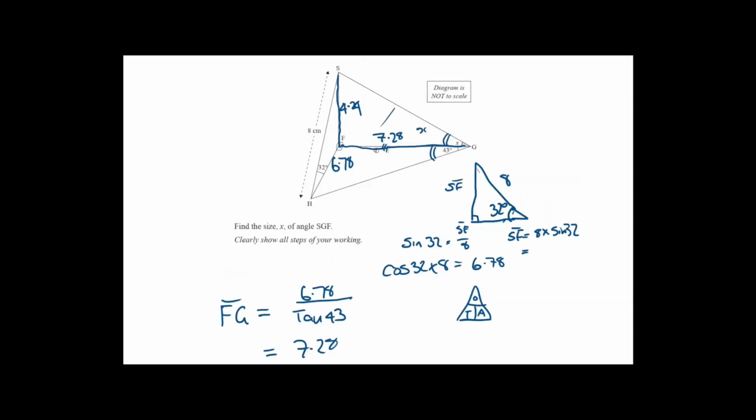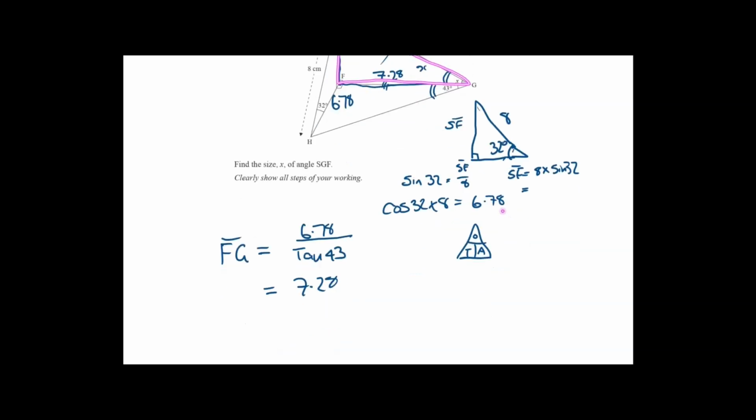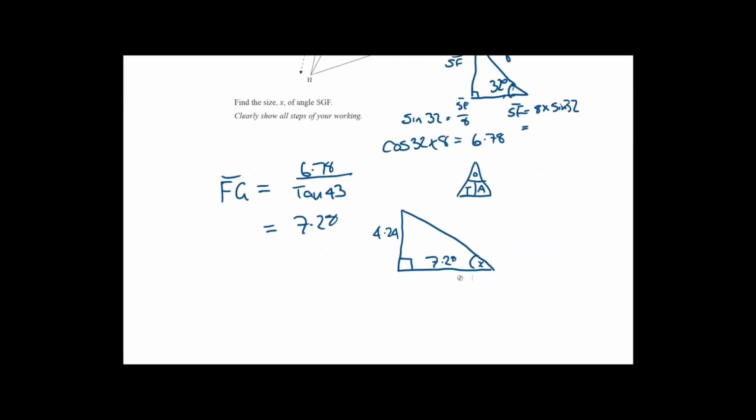So now we have everything we need to find x. We're now finding this triangle here. Let me redraw the sides here so we can work with it. We know there's a right angle here. This is 4.24, whatever it is, and this is 7.28, and we're looking for x. So now we are going to need to use inverse. We've got opposite and adjacent, so we're going to need to use tan inverse.